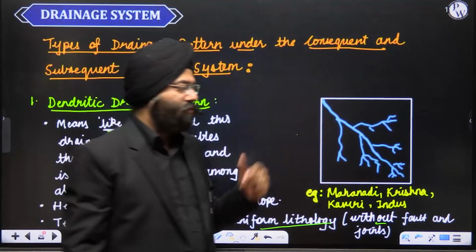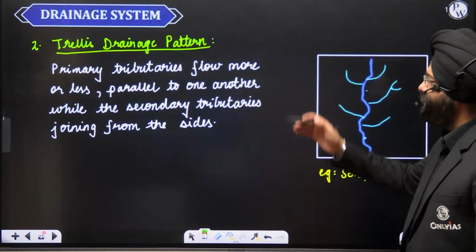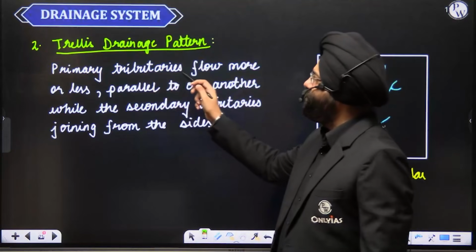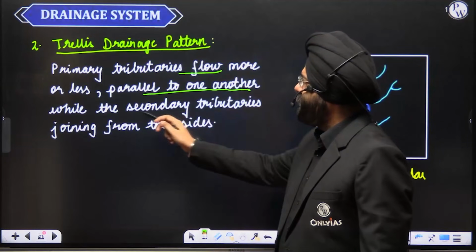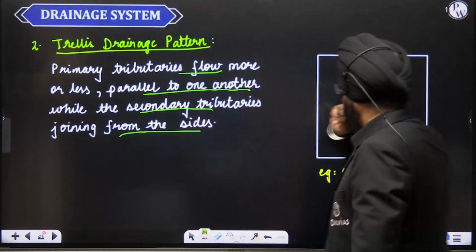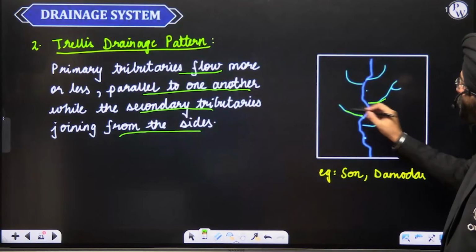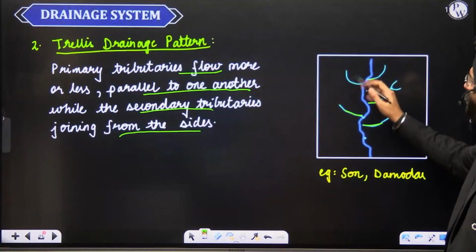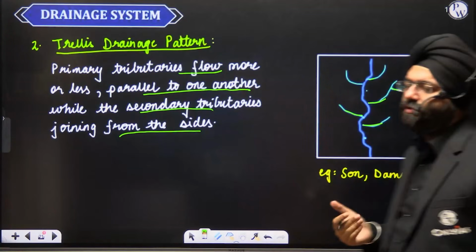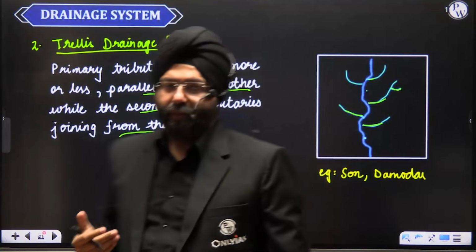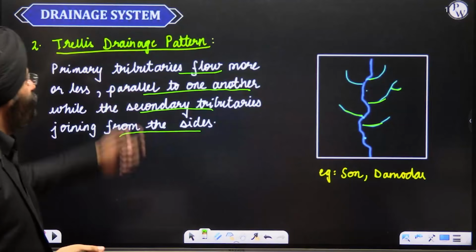Clear? Let's move ahead. Similarly, if you see trellis. Now trellis is, see here, the primary tributaries are more or less parallel to one another, while the secondary tributaries join from the sides. If you see this, more or less parallel to each other, and secondary tributaries are joining. So this is known as the trellis drainage pattern. Examples being Son and Damodar. These are examples of the trellis drainage pattern.